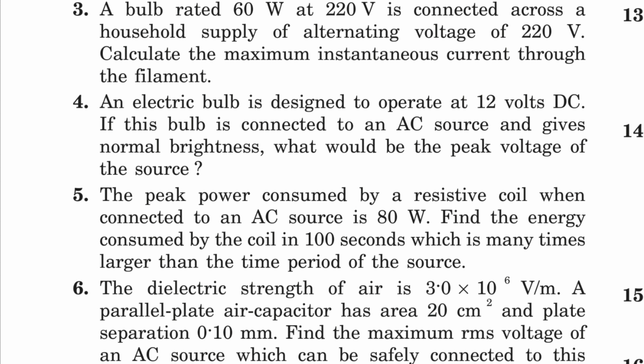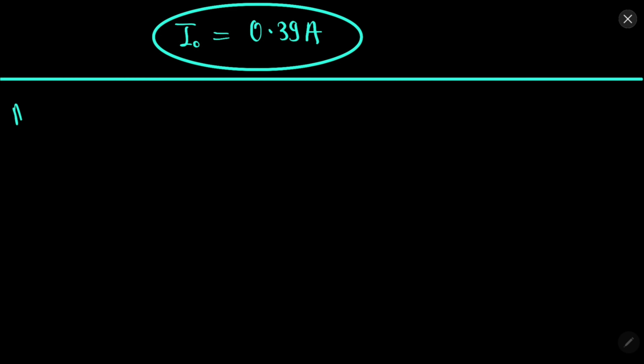In the fourth question, an electric bulb is designed to operate at 12 volt DC. If this bulb is connected to an AC source and gives normal brightness, what would be the peak voltage of the source? So fourth question, voltage is given.